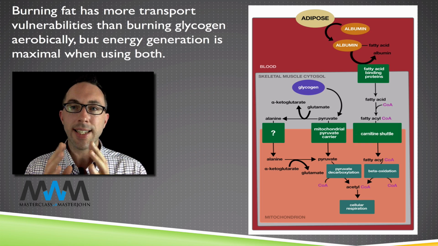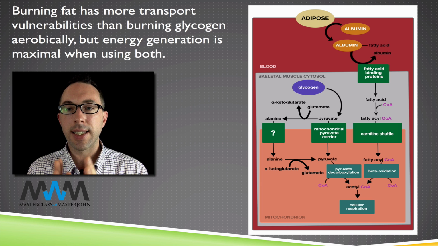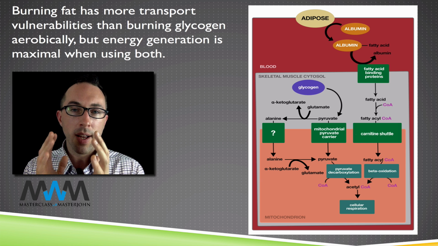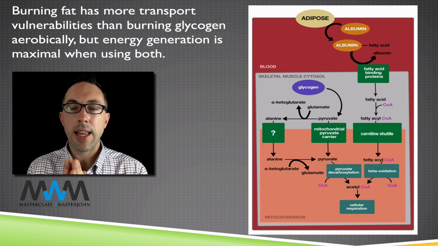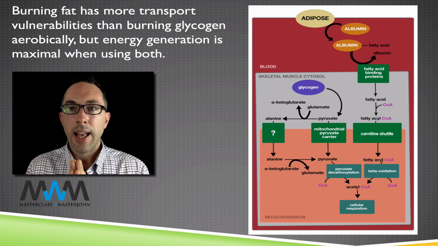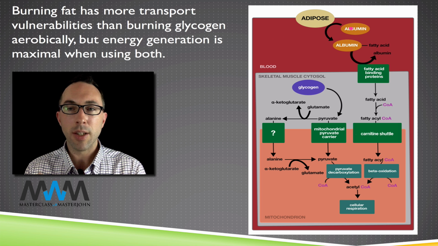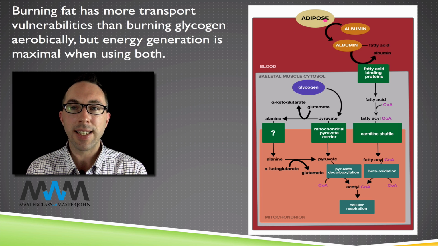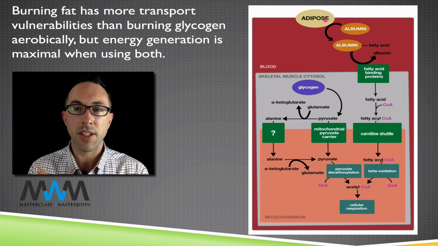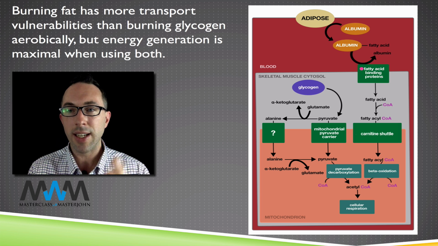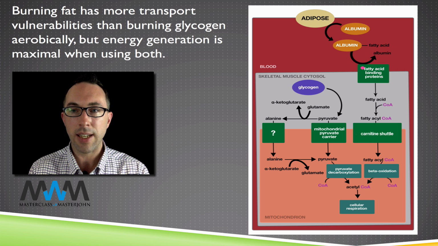If you look at what it takes to transport fatty acids into muscle cells to burn for energy, it requires more vulnerabilities than burning carbohydrate. So look, for example, at what has to happen. Albumin is a protein in the blood that has to take fatty acids that are hydrolyzed from triglycerides in adipose tissue. Albumin carries the fatty acids to the cell where fatty acid binding proteins, in a series of events that are glossed over here in their details, take the fatty acids and transport them into the cell.